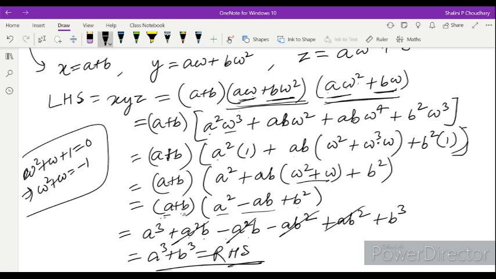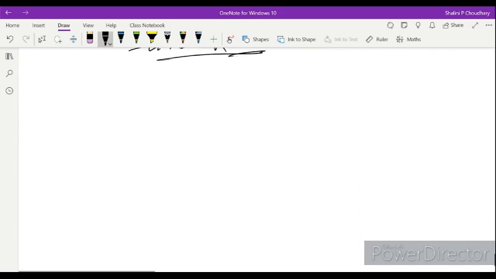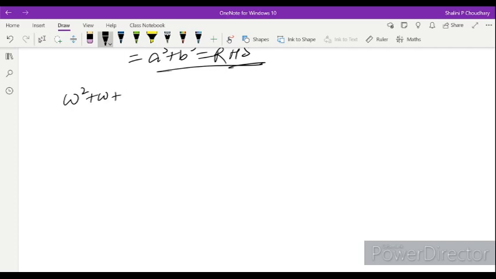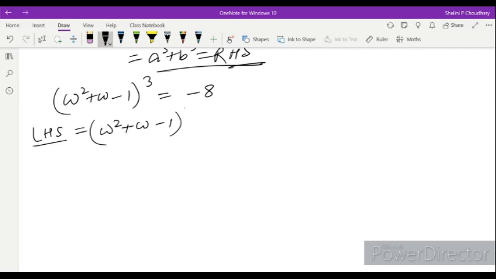Okay, one more question we'll do. Omega is a complex cube root of unity. Then what we have to do? We have to prove that omega square plus omega minus 1 whole cube is equal to minus 8. So we'll take LHS first, and that is equal to omega square plus omega minus 1 cube.